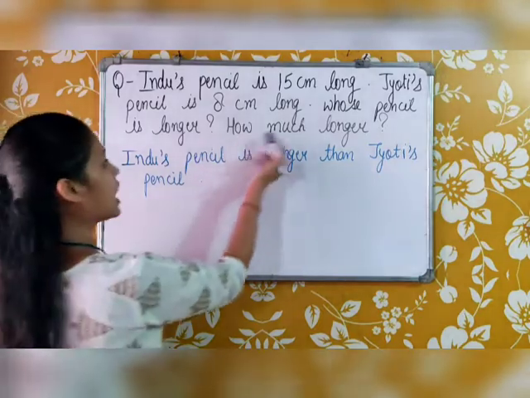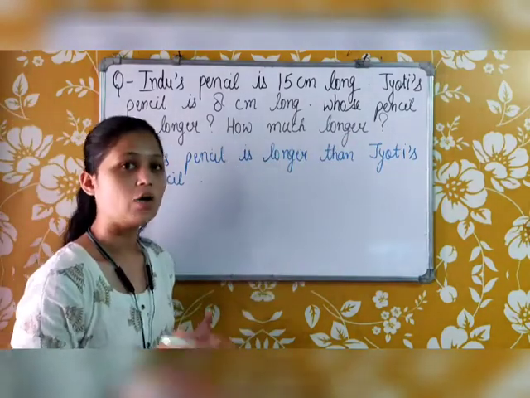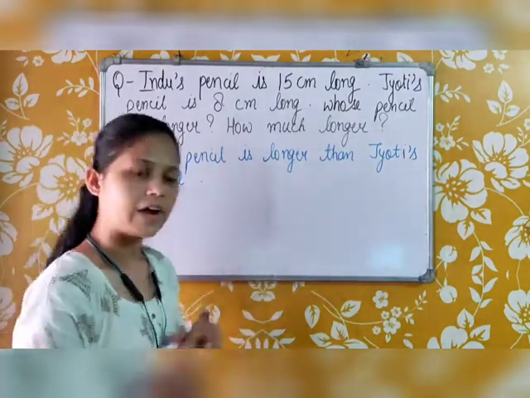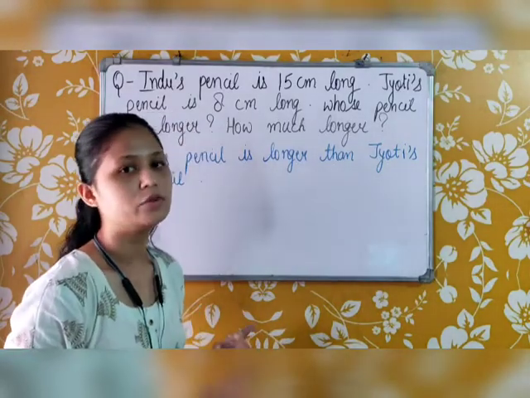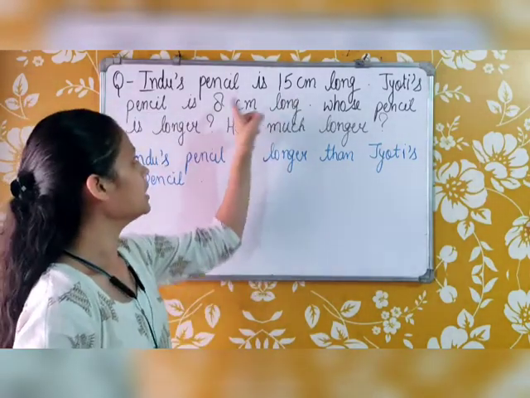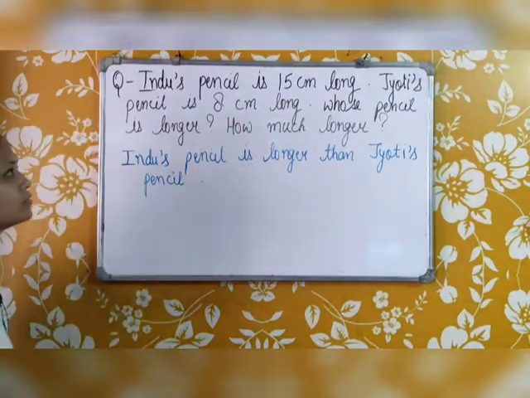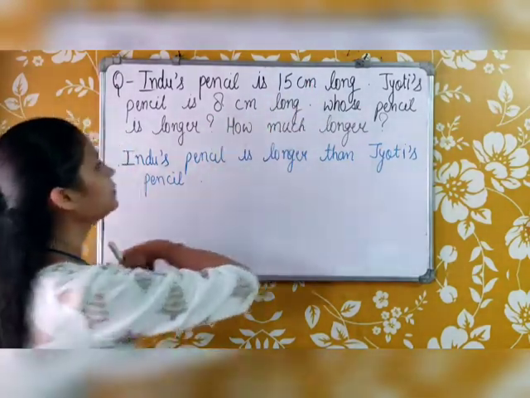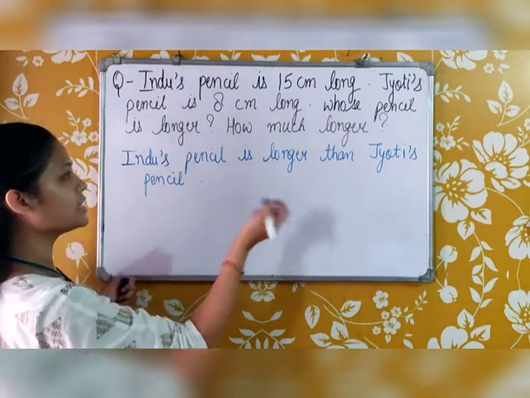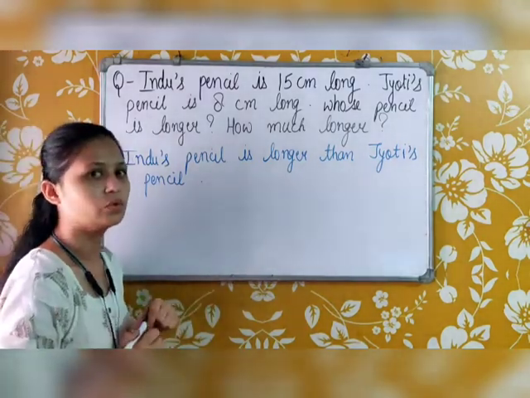So next part is how much longer. So we have to tell now how much longer it is. So to find out how much longer, we have to find the difference between these two lengths. Okay. So how we will find the difference? To find out the difference, we do subtraction.